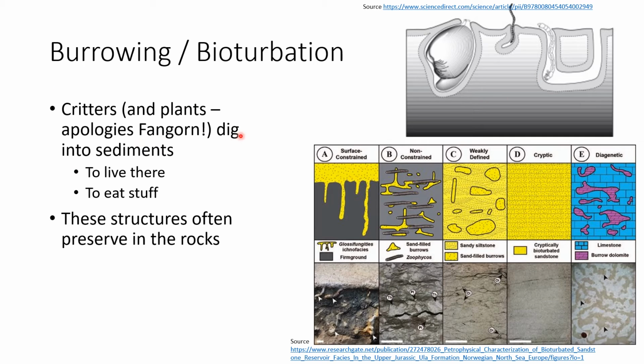And so apologies to Fangorn from Lord of the Rings. It's not just critters as in animals. Plants do this a lot too. Root structures will stir up these nice, clean, horizontal layers and make them more complex and harder to figure out. And you get these different structures preserved in the rocks. This one over on the far right, I see a lot with the limestones that I deal with, but you get a lot of other structures preserved in the rocks. These are bioturbation structures.